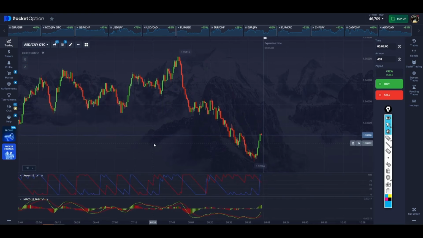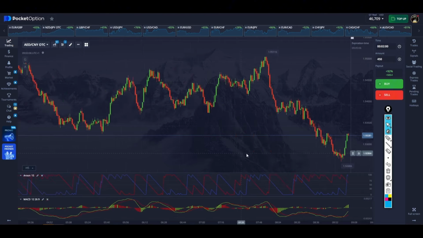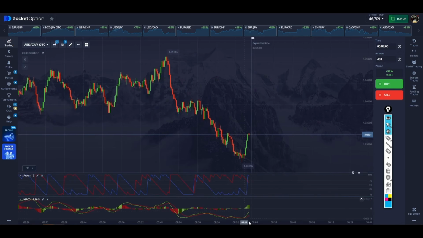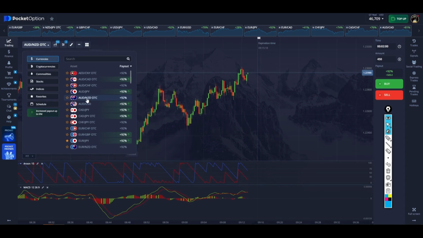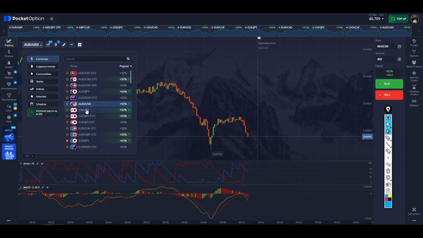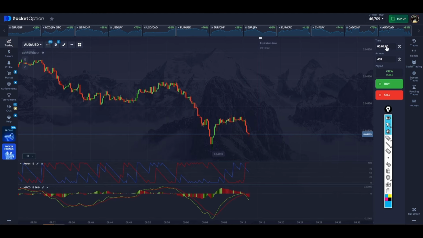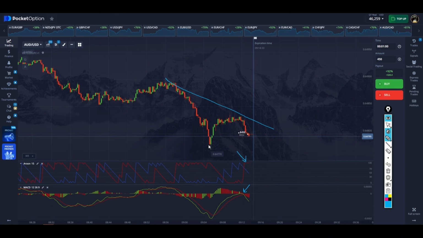Now let's move on to the trading session and I'll explain the entry points in detail. Let's focus on the currency pair Australian dollar, US dollar. I'm setting the expiration time to 1 minute and I'm entering a sell trade. We can clearly see a MACD crossover and seller dominance according to the Aroon indicator.